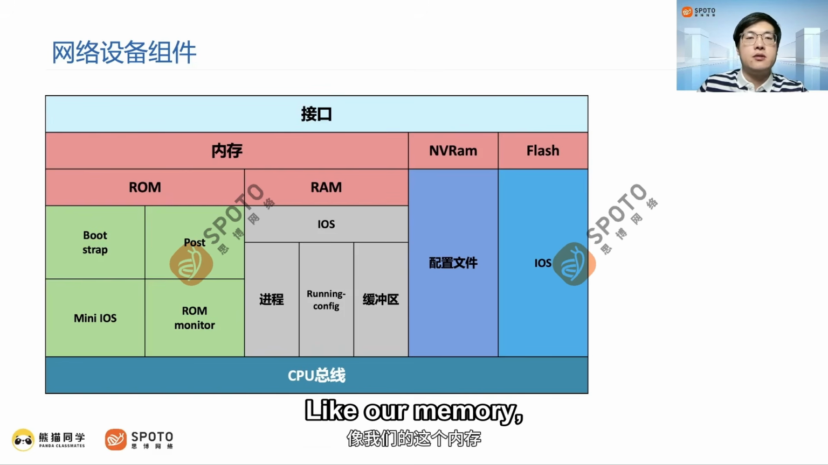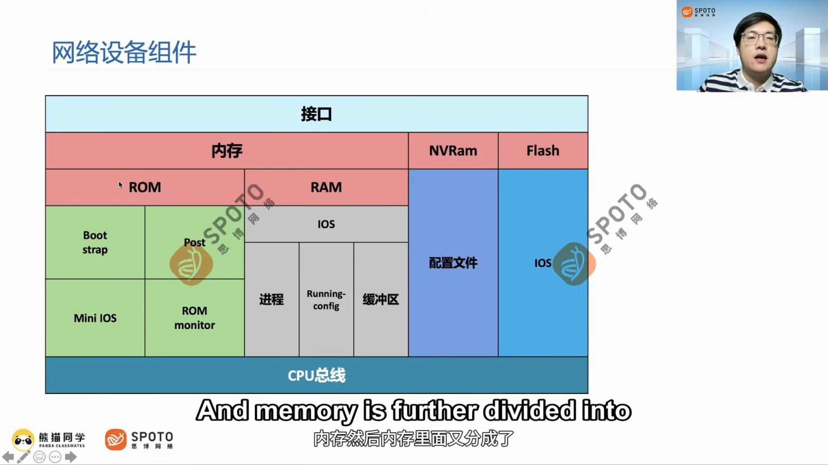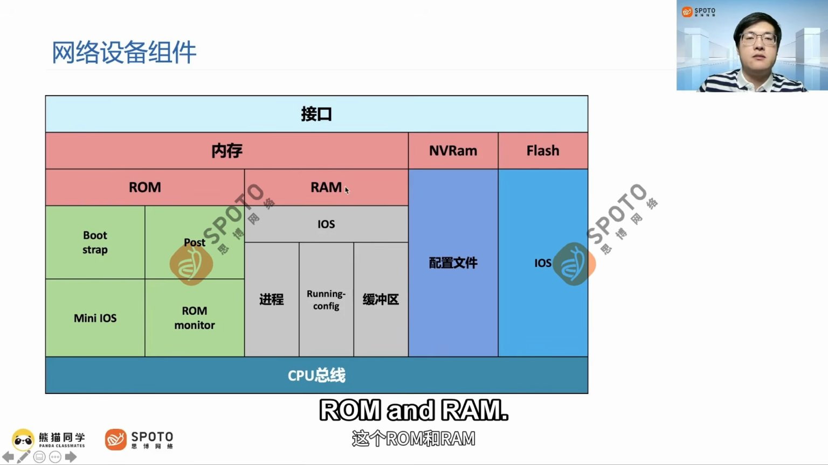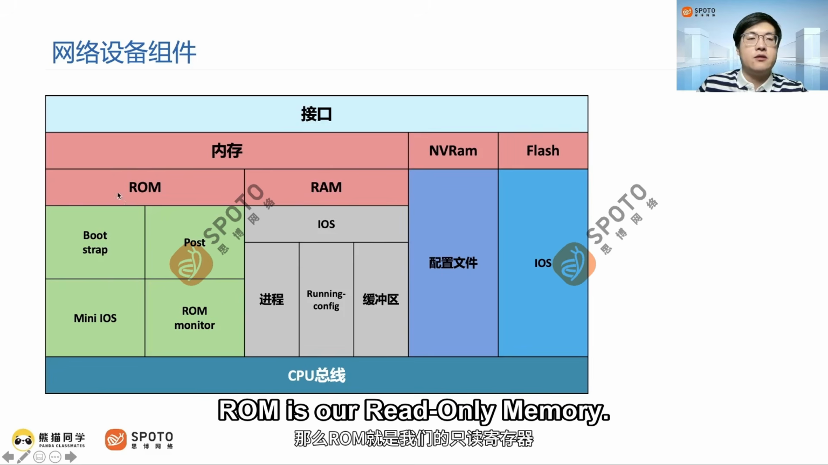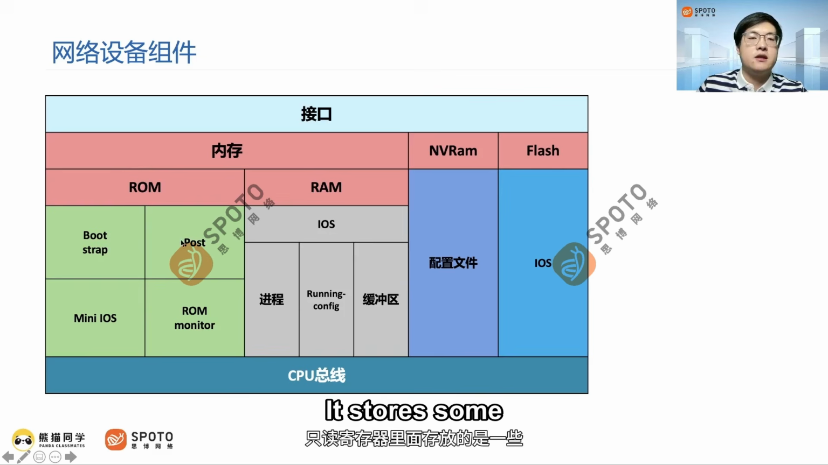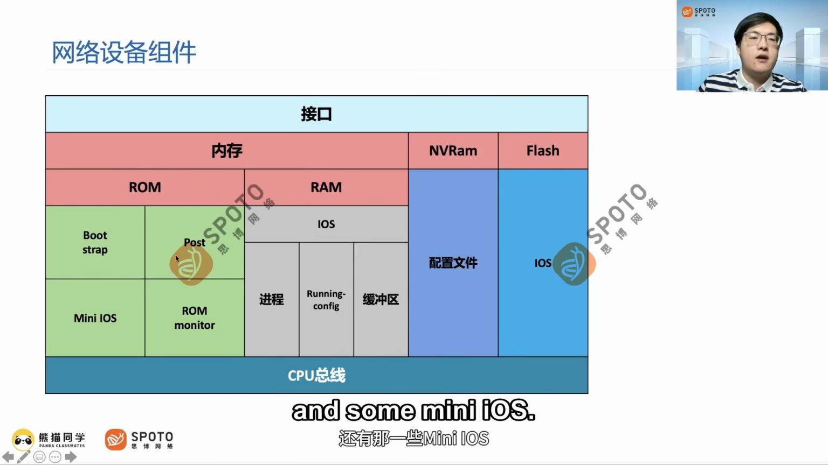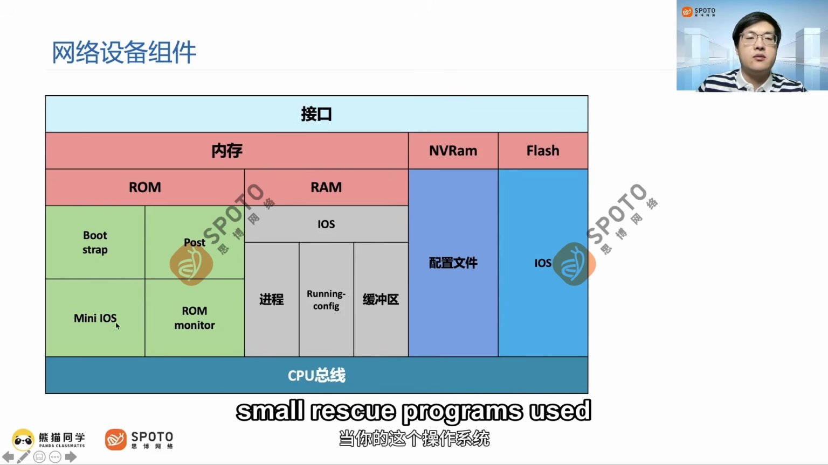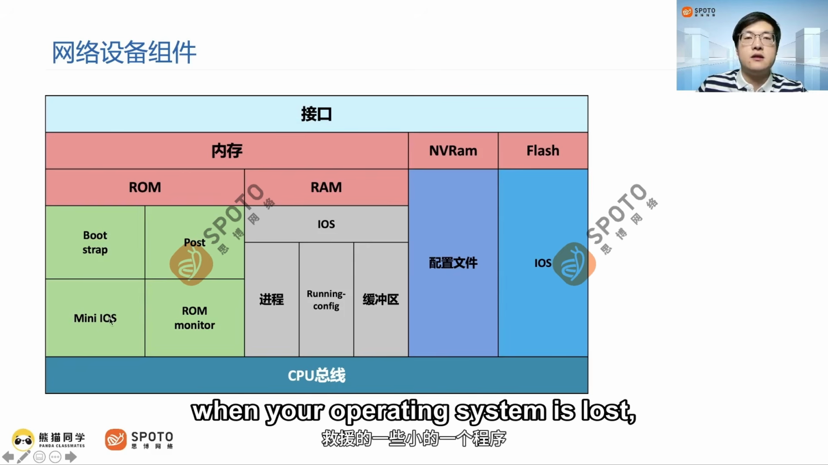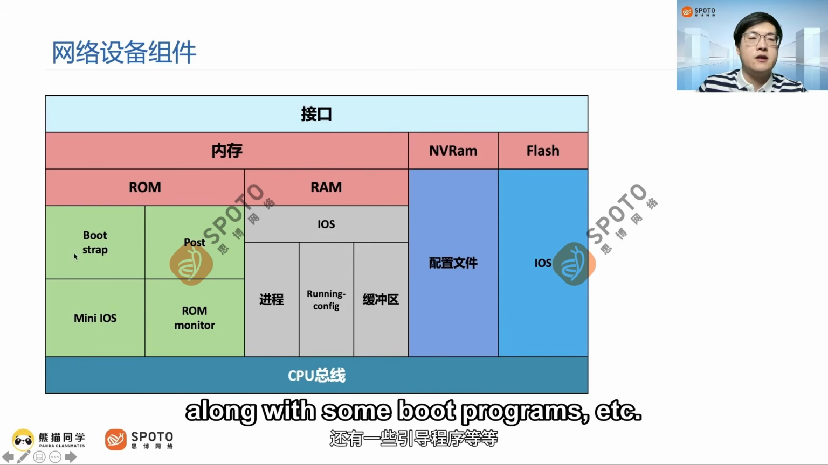Like our memory. And memory is further divided into ROM and RAM. ROM is our read-only memory. It stores some programs like the POST process and some mini IOS. This is some small rescue programs used when your operating system is lost, along with some boot programs, etc.